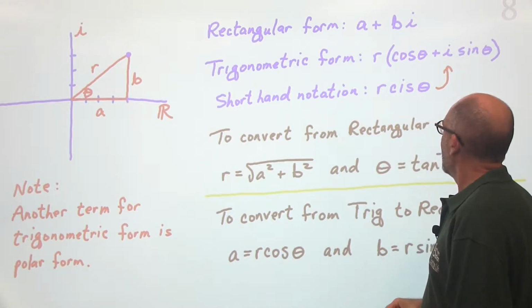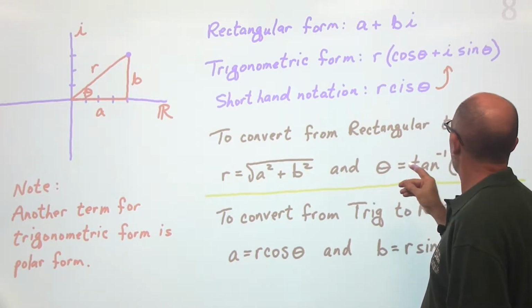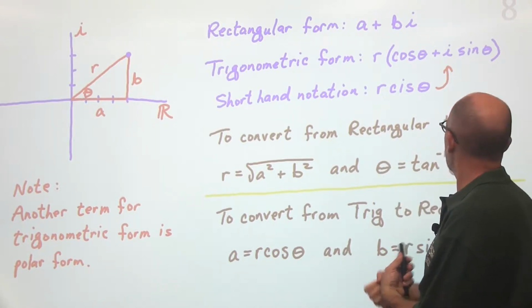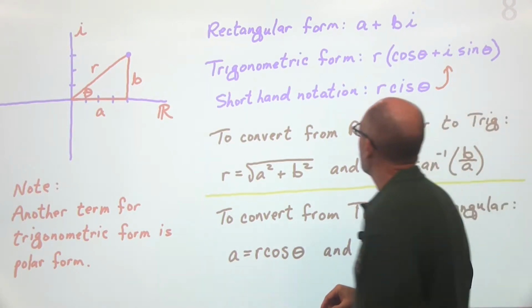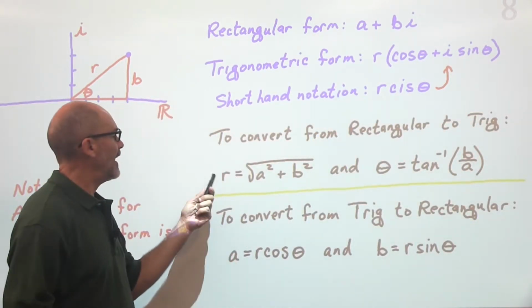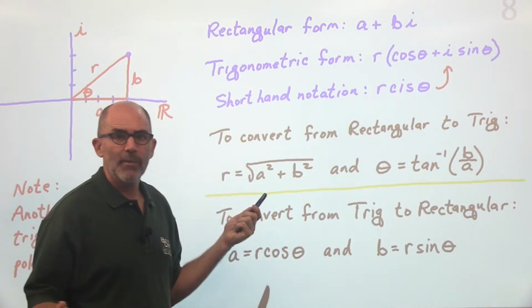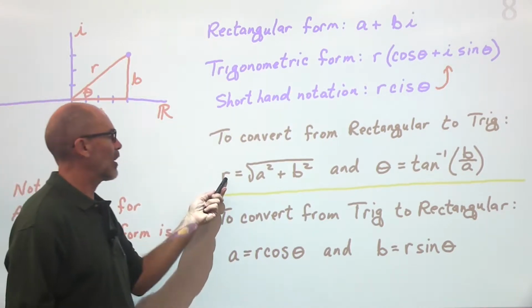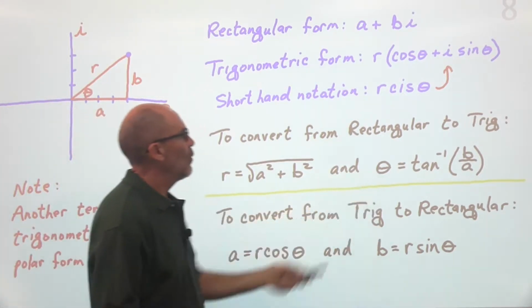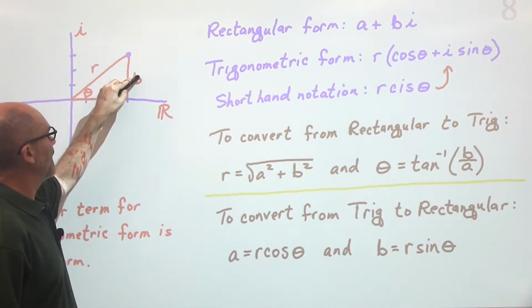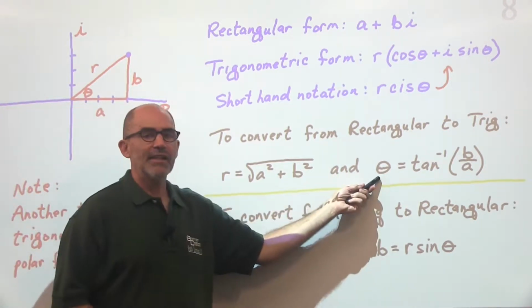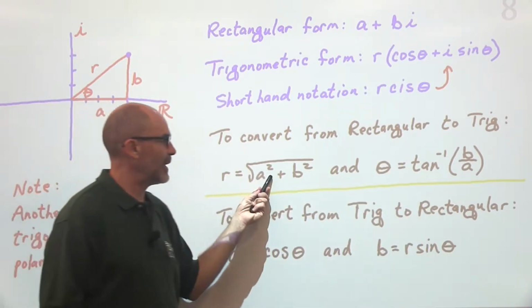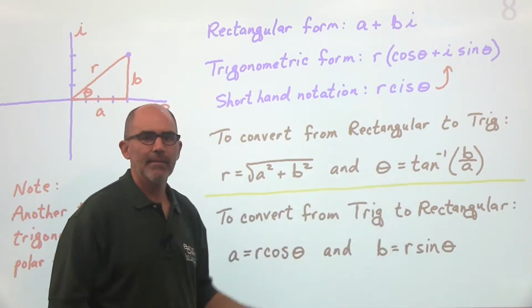Okay, now, if I have a number in rectangular form and I want it in trigonometric form, then I find r by the Pythagorean theorem. So I just go a squared plus b squared, take square root of the whole thing, and that gives me r. Now, how do I get theta? Well, tangent theta is b over a. That means theta itself is the inverse tangent of b over a. So if you give me an a and a b, I can give you r and theta.